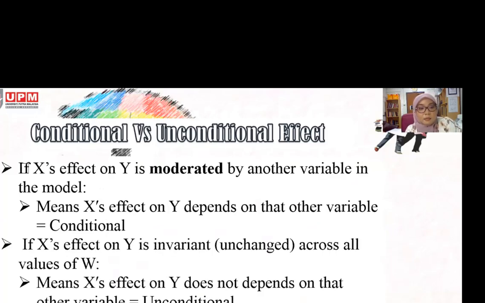Okay, and then if X's effect on Y is invariant or unchanged across all values of W, it means X's effect on Y does not depend on that other variable, which we call unconditional. Okay, so that's why it's easier when we use a categorical variable as the moderator. So if, let's say, W2 is present, what is the effect towards the DV? If the effect of the moderator is absent, what is the effect of the IV towards the DV? So we can see that effect directly when we run the moderator analysis.